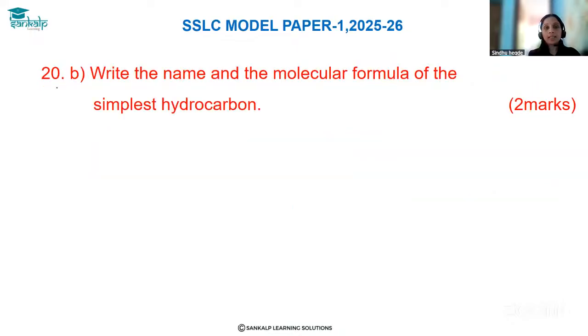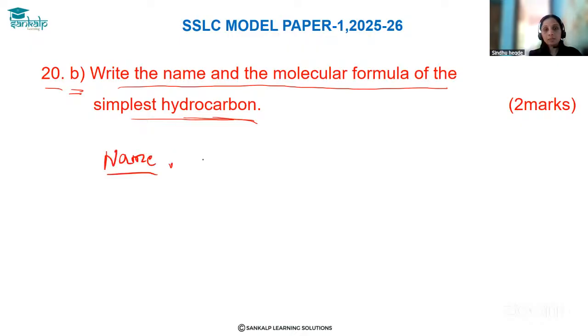Then 20th B: write the name and the molecular formula of the simplest hydrocarbon. The question is to name and write the molecular formula of the simplest hydrocarbon. In the hydrocarbon group, we know that it contains hydrogen as well as carbon, right? So write any one simplest hydrocarbon, name that and write its molecular formula. So we can write like this, the name is methane.